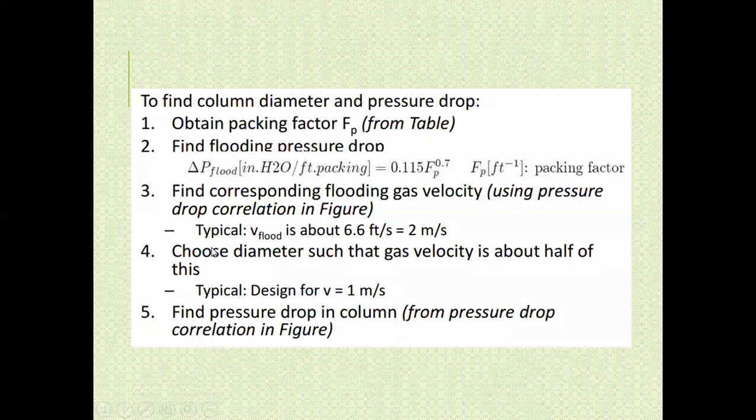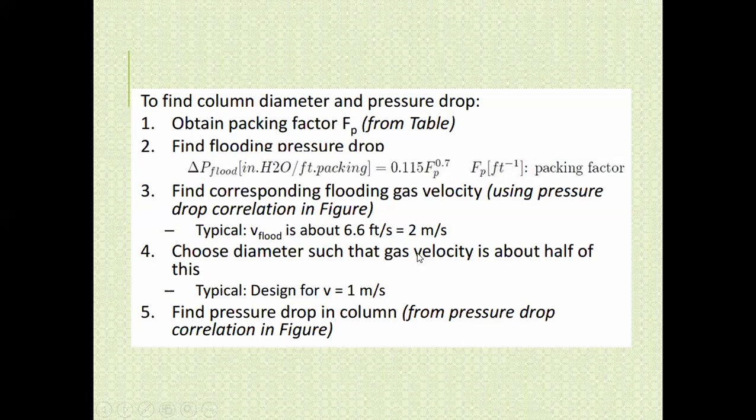Then after that, the third step is to find the corresponding flooding gas velocity using the pressure drop correlation. So this is the usual value of the velocity at flooding condition. However, we will determine this particular velocity based on the condition in the problem that is given to us. Now, based on this flooding condition for the column, we will choose the diameter such that the gas velocity is about half of this. Now, this is the conservative procedure of designing our column, we use half of the flooding velocity.